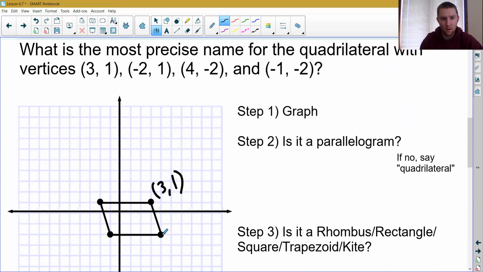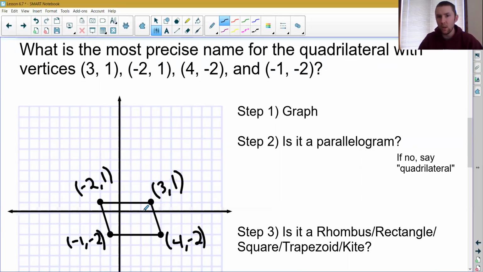This one down here, well, I'll go to the next one, is (-2, 1). Negative 2, 1 is over here. And then down here, I think this is 1, 2, 3, 4, negative 2. So that one there is (4, -2). And then this one over here is (-1, -2). So those are my 4 coordinate points. This is my 4-sided shape, and I'm being asked to determine what is the most precise name for this.